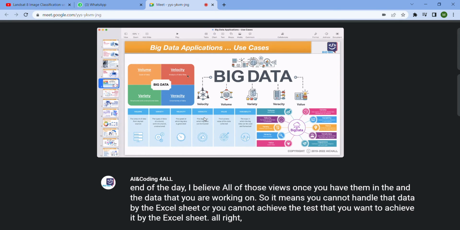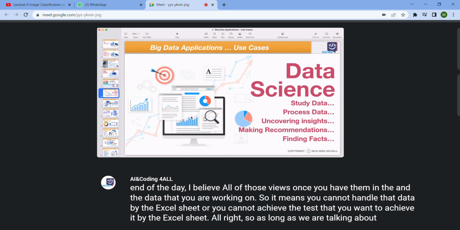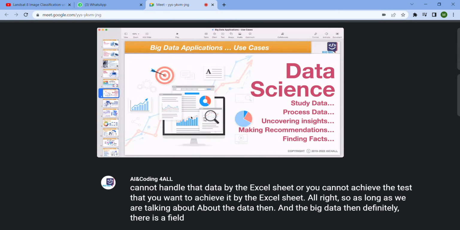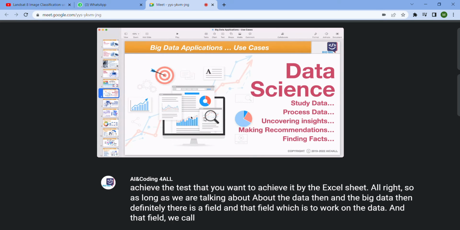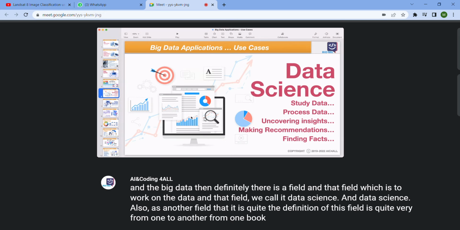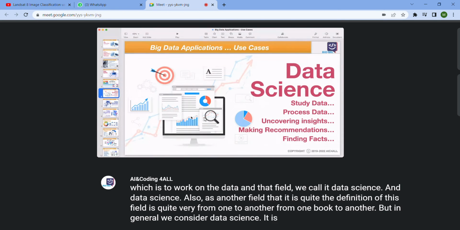All right. So as long as we are talking about the data and the big data, then definitely there is a field to work on the data, and that field we call data science. The definition of this field varies quite a bit from one book to another. But in general, we consider data science the study of data.